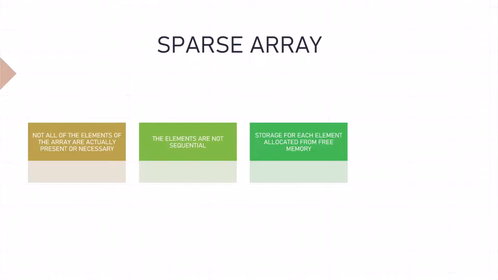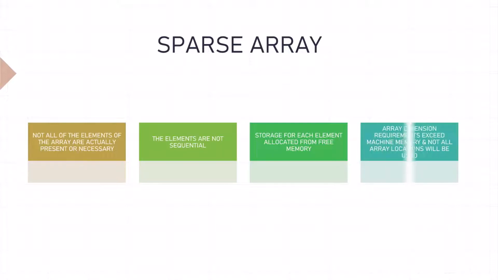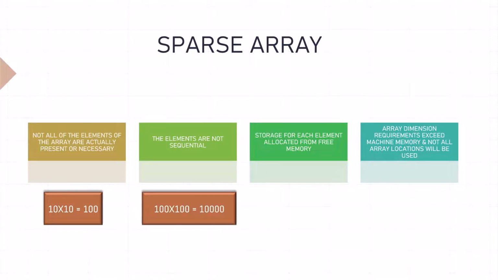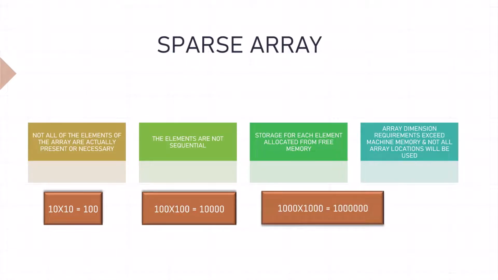So when are sparse arrays used? They're used when we have applications that have an array dimension requirement that is larger than machine memory can offer, and many of the array locations will not be used. Now, talking about memory requirements, consider this. We know that with a 10 by 10 character array, we would require 100 bytes of memory. With a 100 by 100 character array, we would require 10,000 bytes of memory. With a 1000 by 1000 character array, we would require 1 million bytes of memory.